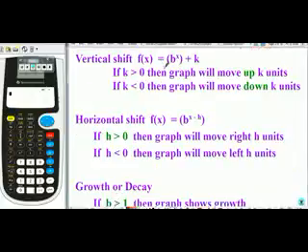Talked about this briefly already. Vertical shift. If I have something adding to the very end of the function, not adding to x, but adding to the very end of the function, if it's positive, it's going to go up. If it's negative, it's going to go down. So if k is positive, it goes up. If k is negative, it goes down. That one's easy to see. It goes the direction it looks like.